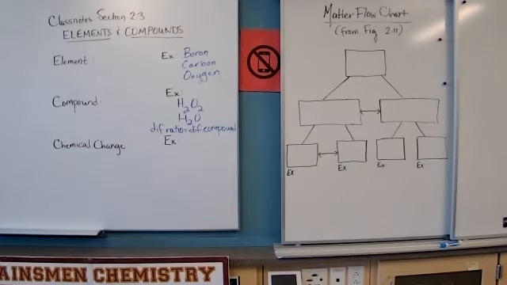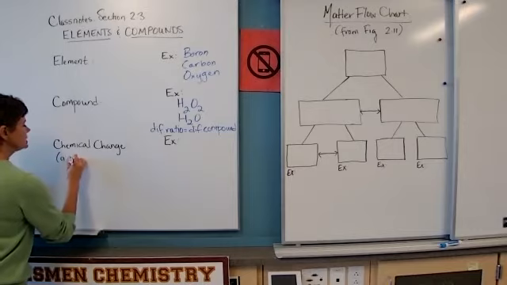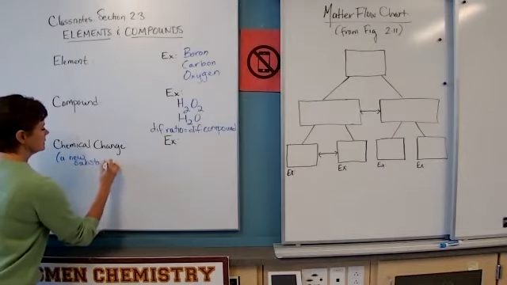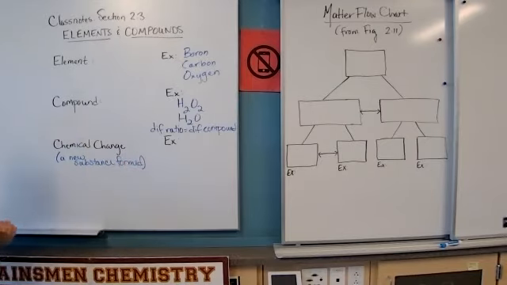The next thing I'd like to do is talk about chemical changes. For chemical changes, we define a chemical change as a change that produces matter with a different composition than the original matter. So a chemical change produces a new substance, and we can look at this as a new substance being formed. You can add that to your original definition.